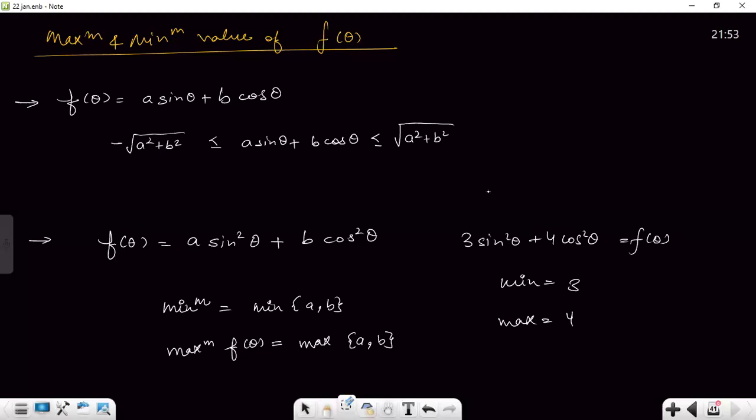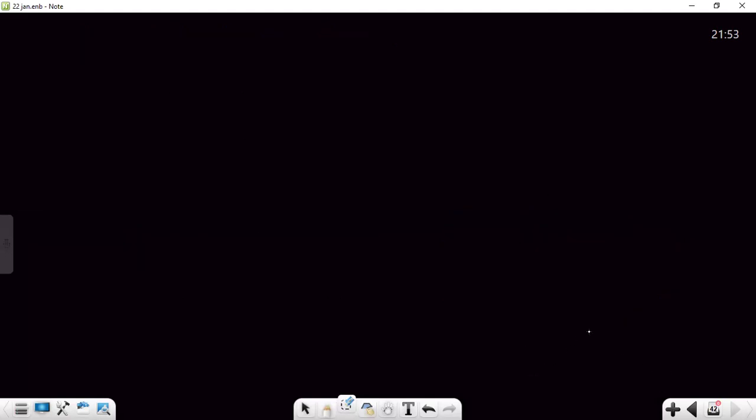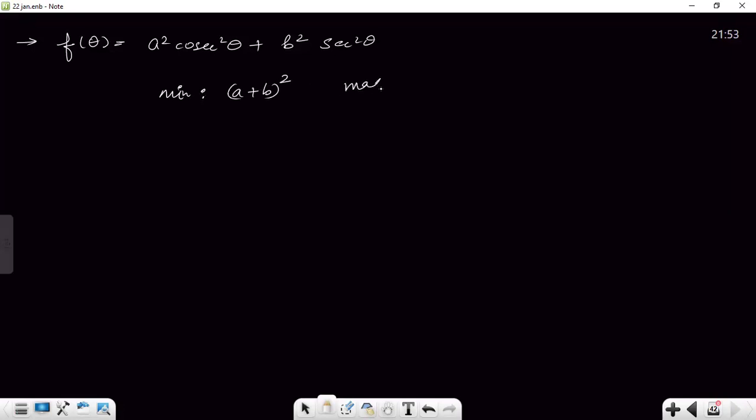Okay. So there are some other kinds of function also. Remember, there's a square on A also. Their minimum value is A plus B whole square. Their maximum value is simply infinite.